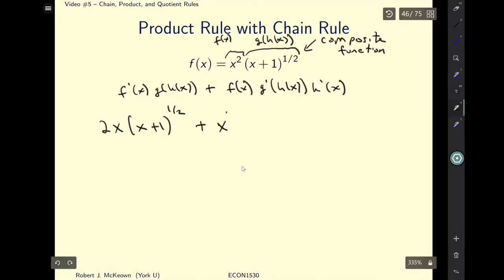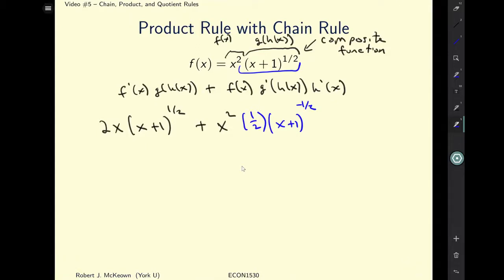Plus x squared. And now I want to take the derivative of this part here, this g of h of x, and I'm going to write it 1/2 x plus 1 to the power of negative 1/2. 1/2 minus 1 is equal to negative 1/2. And then the chain rule says I need to take the derivative of what's inside the function. And that's just x, because of course the constant is going to disappear. It's equal to 0.